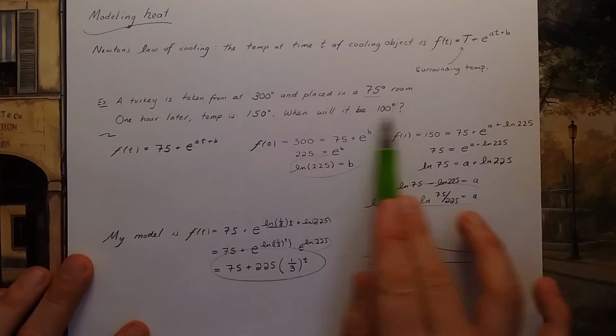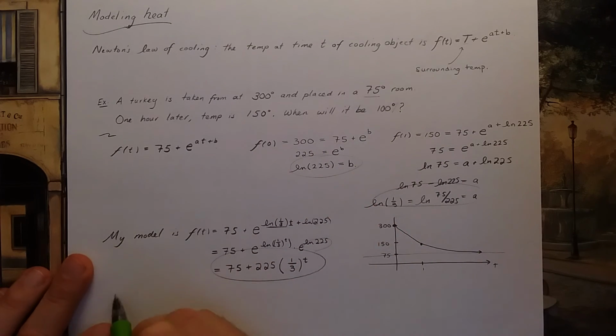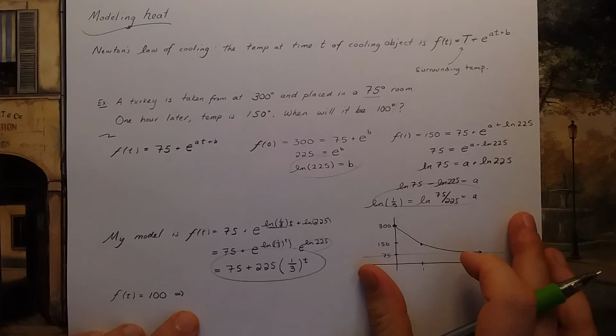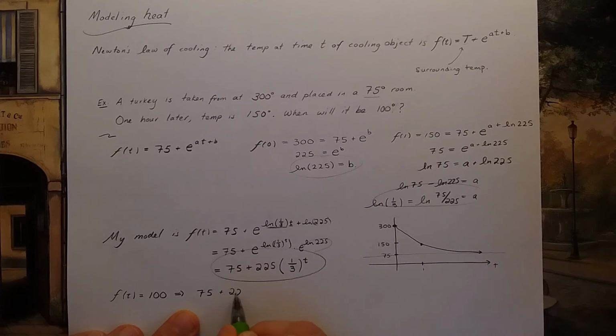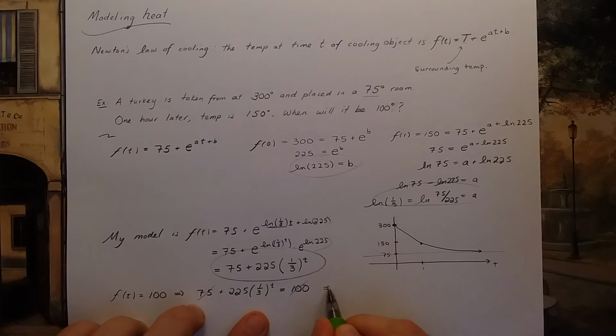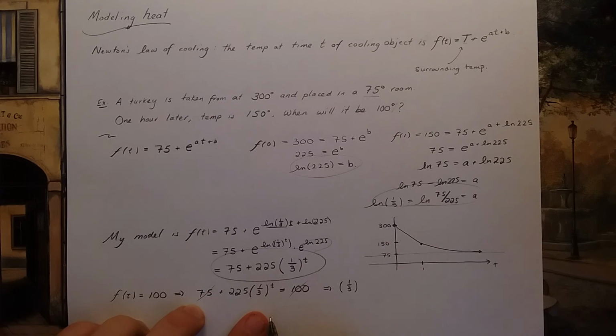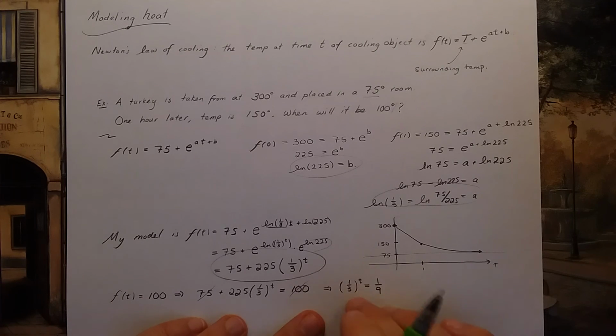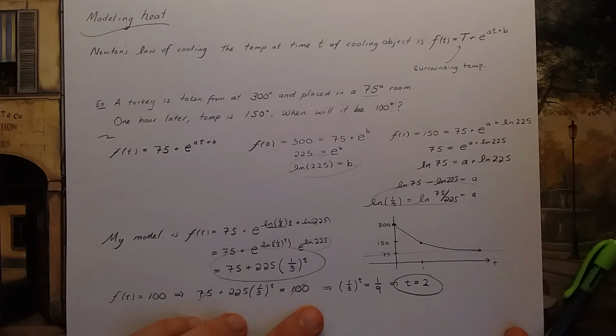Now, maybe we should answer the question to finish the video. When will it be 100 degrees? Well, I want f of t to equal 100. So what that tells us is that 75 plus 225 times 1/3 to the t is equal to 100. You can subtract 75 on both sides. This will be 25. You could divide both sides by 225. I think if you do that, 25 over 225 is 1/9. So you get 1/3 to the t is 1/9. If you can't see that t is 2 from this step, you could take log on both sides and solve. But this, I believe, tells me that t is equal to 2. Okay, nice.